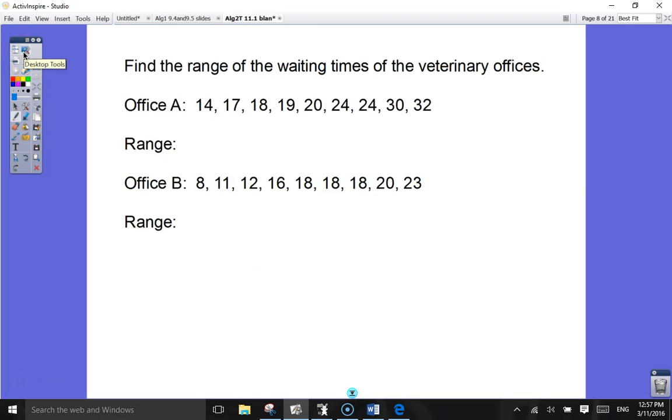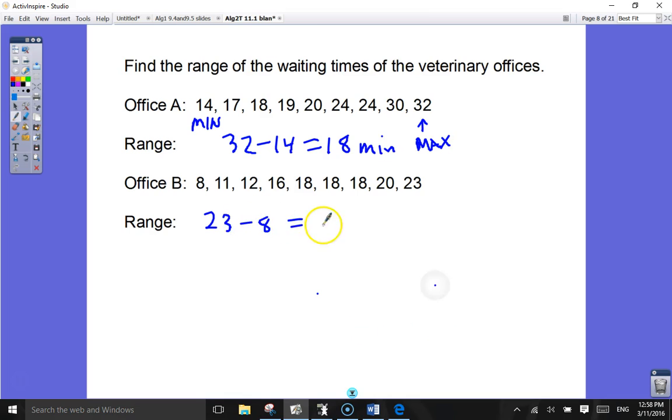So let's find the range for our veterinary offices. These are in order, so this makes it even easier. What's the range of Office A? The max is here, and the min is here. So we just have to do 32 minus 14, 18 minutes. These are waiting times in minutes, so the range is in minutes. This one, Office B, will be 23 minus 8, equals 15 minutes.